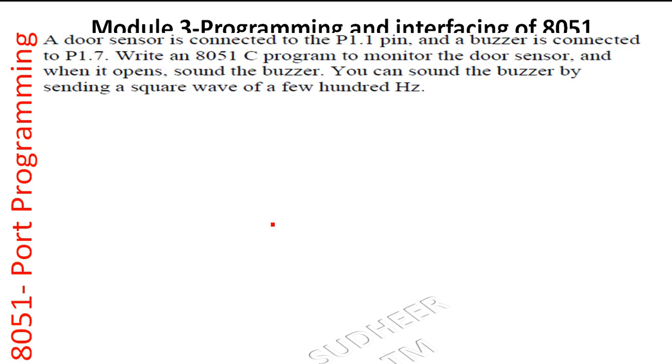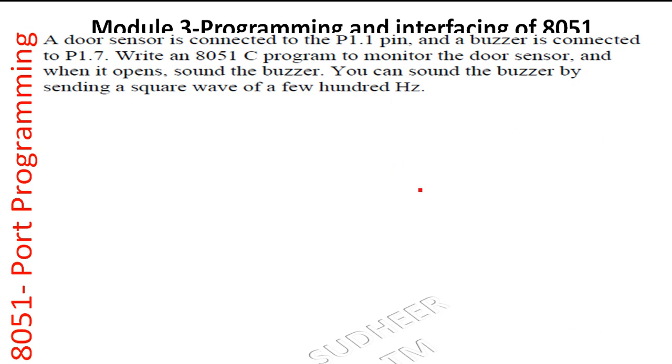Okay. Next, a practical problem. A door sensor is connected to port 1.1 pin and a buzzer is connected to port 1.7. Write an 8051 C program to monitor the door sensor, and when it opens, sound the buzzer. You can sound the buzzer by sending a square wave of a few hundred hertz. While reading the problem, you may feel that it is difficult, but it is not actually. With the help of C language, it is very simple.